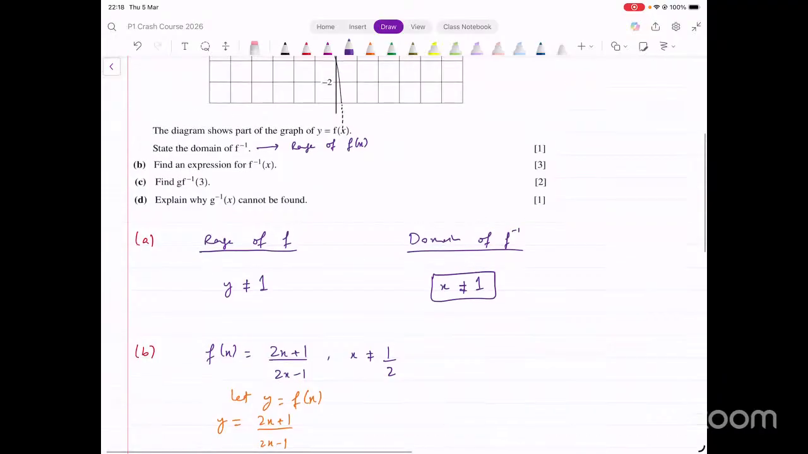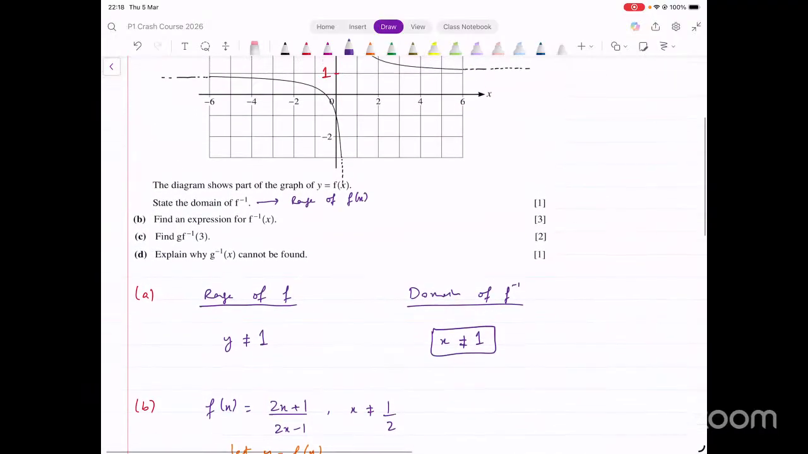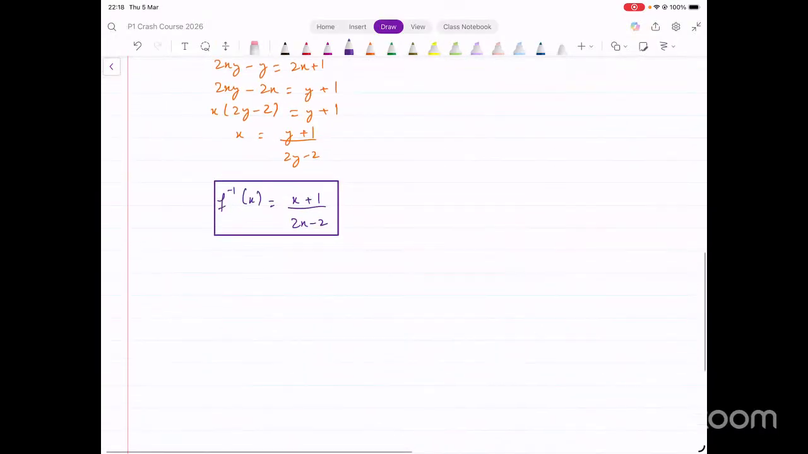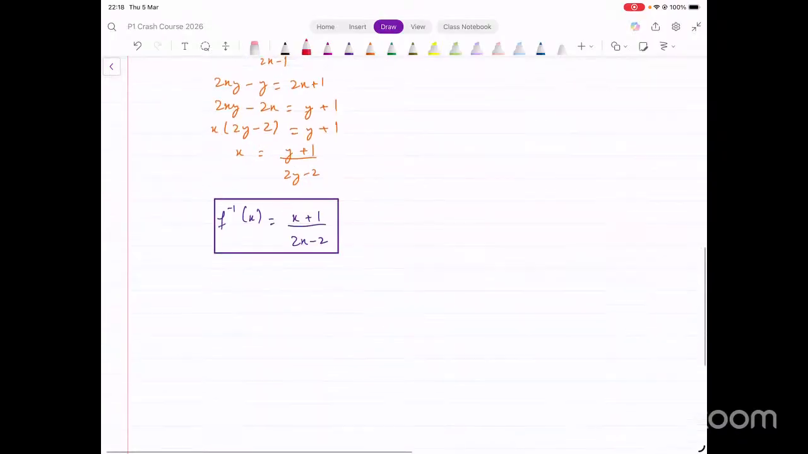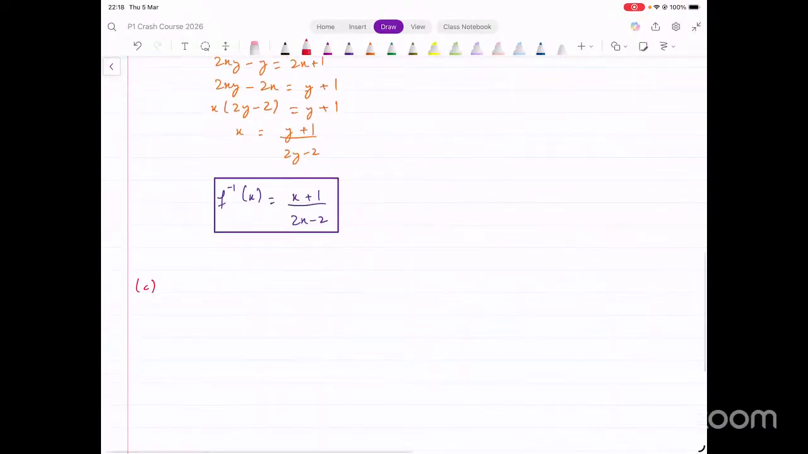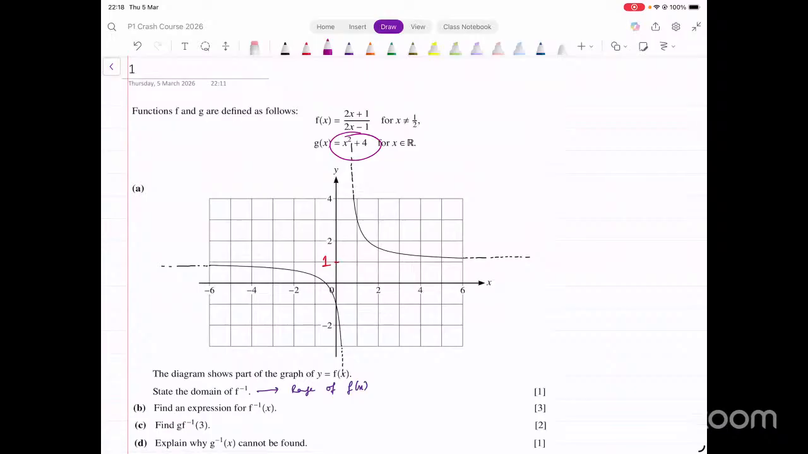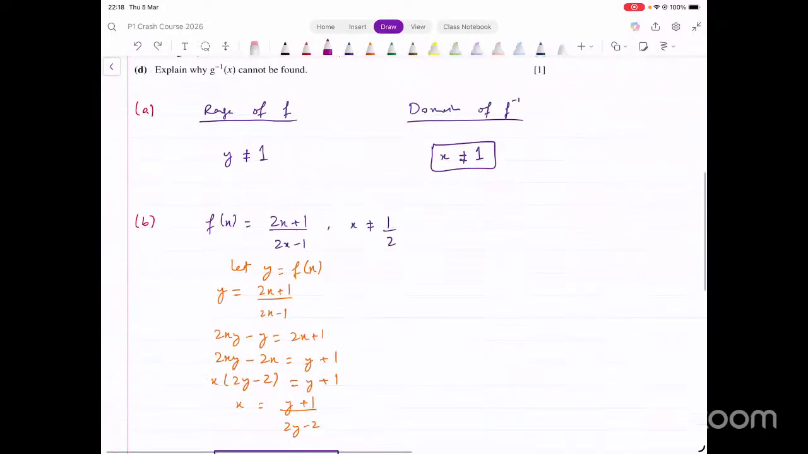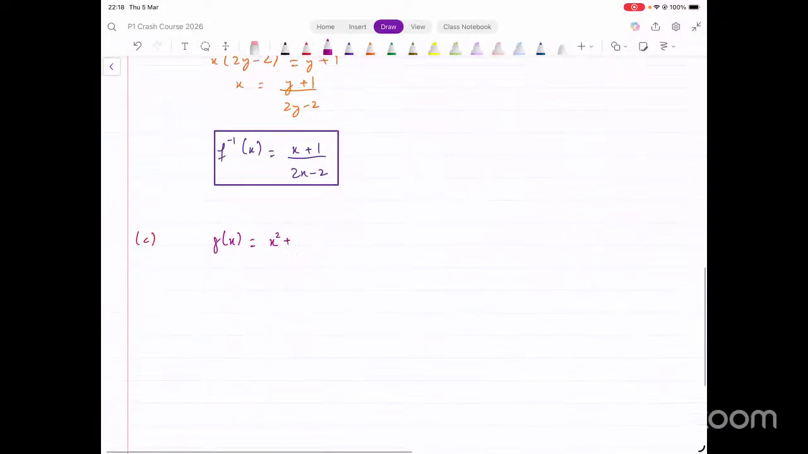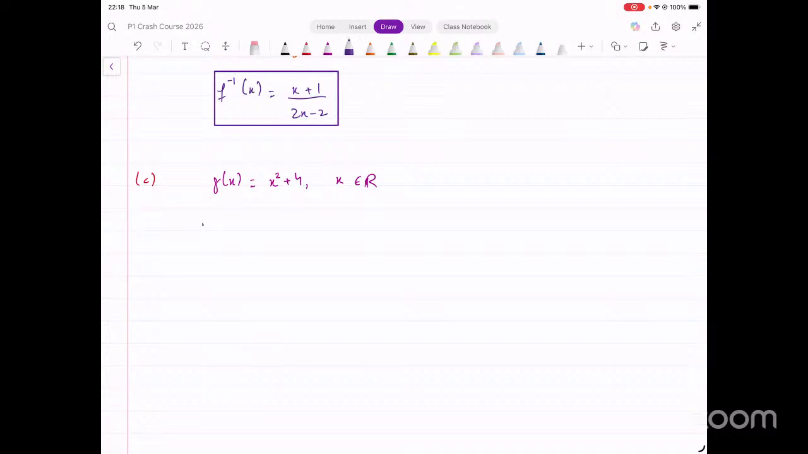Now it says find gf inverse of 3. We've already found the function f inverse. What about gf inverse? What was the g function? The g function was x squared plus 4. Right? g of x is x squared plus 4, defined for all real values of x. Can we find gf inverse first of all? gf inverse of x, what would that be?